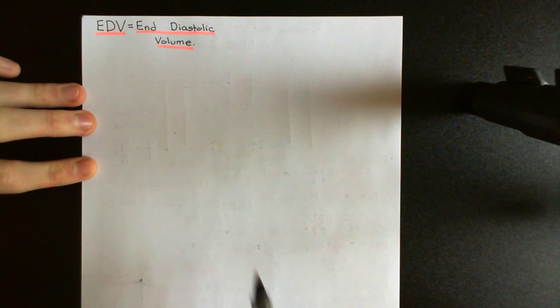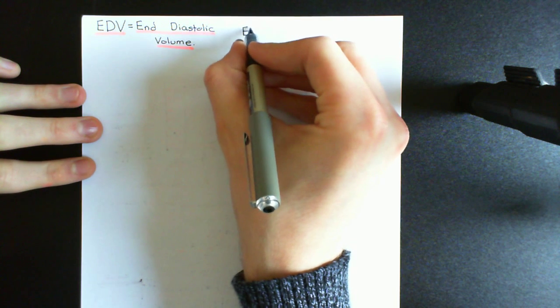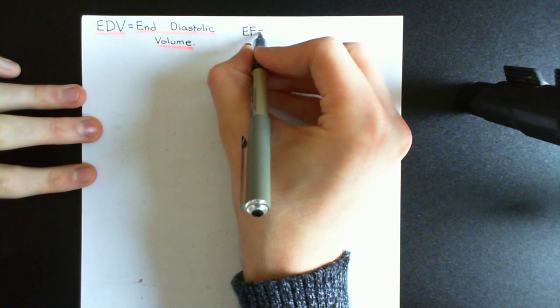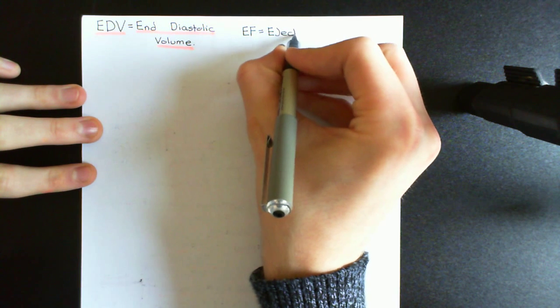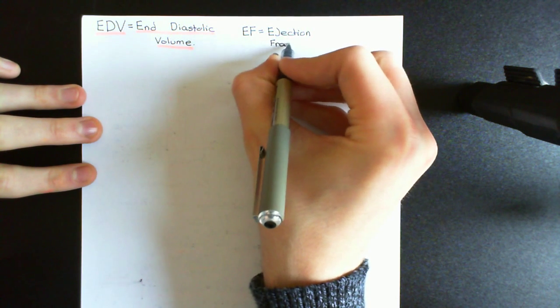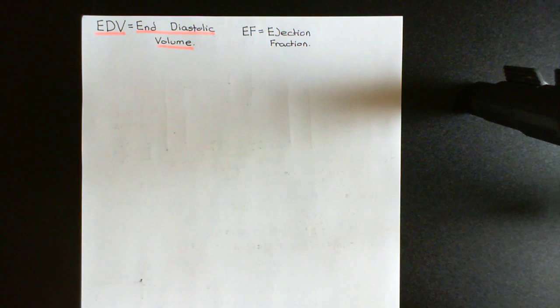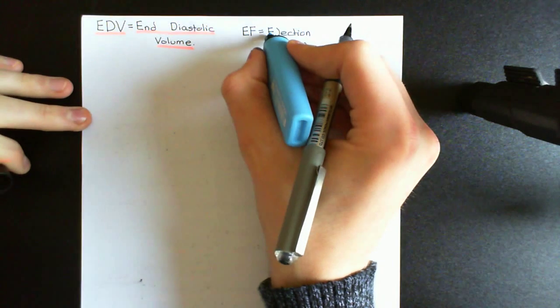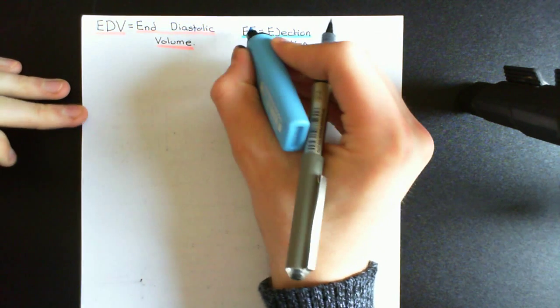Another really important concept with regards to the heart is the ejection fraction, which is written EF for short. This stands for ejection, that's the E, and fraction, that's the F. This means what percentage or what fraction of the blood that is in the chamber of the heart at the end of diastole is actually going to be ejected into the arterial system.